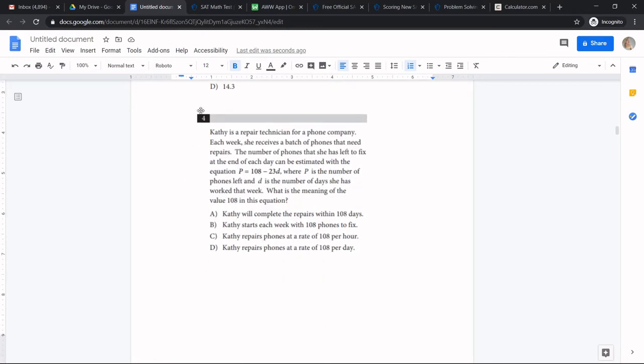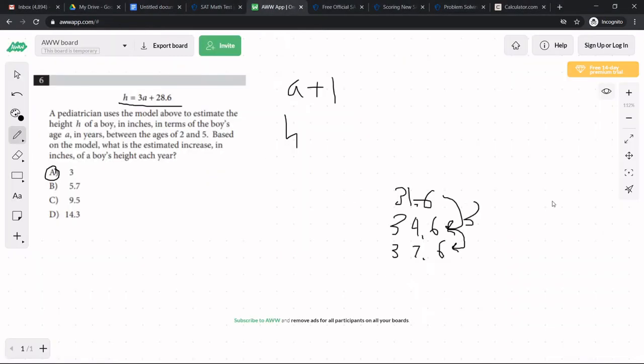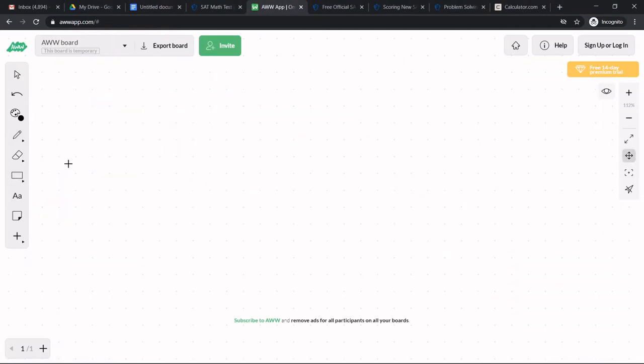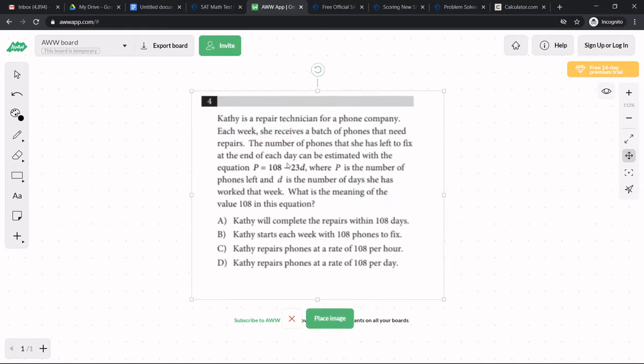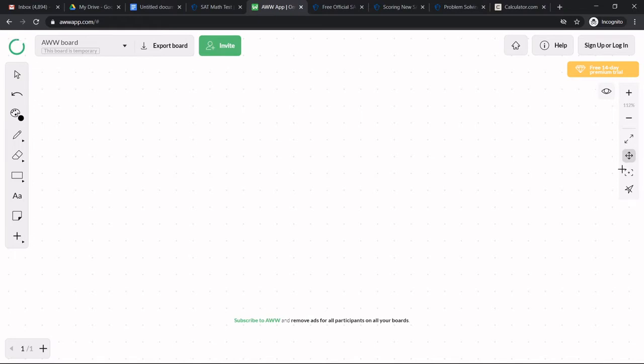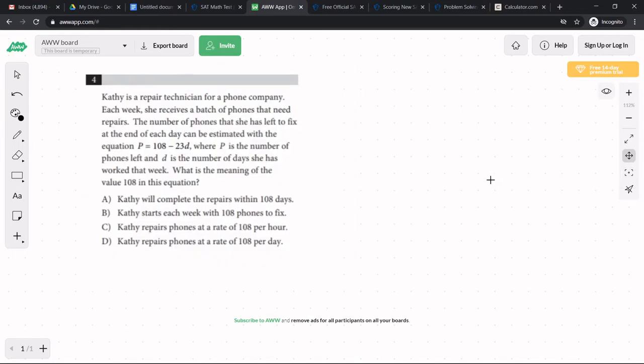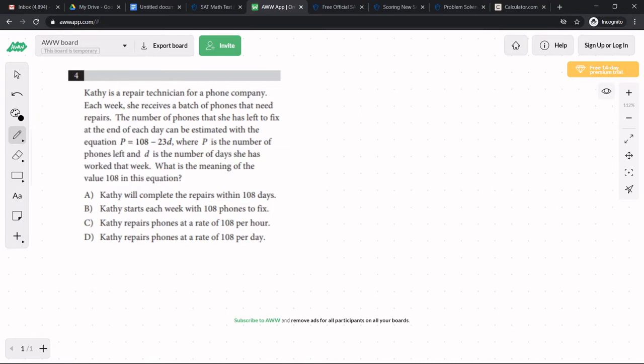Alright, so moving on to the next one. And we copy it over here. Kathy is a repair technician for a phone company. Each week she receives a batch of phones and needs fixed repairs. The number of phones she has left to fix at the end of the day can be estimated with the equation P equals 108 minus 23D. P is the number of phones left, and D is the number of days she has worked that week. What is the meaning of value 108 in this equation?